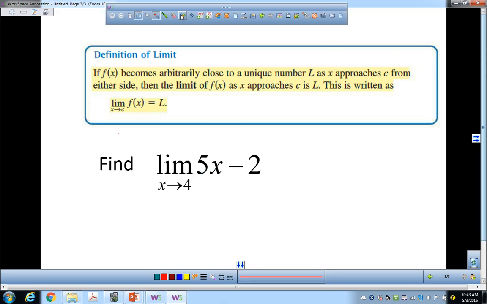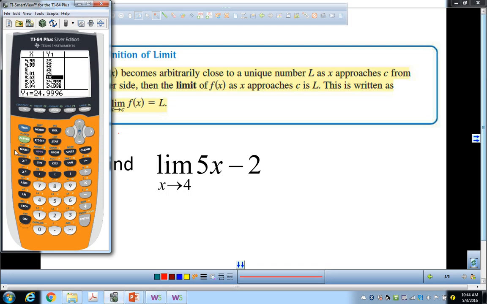Well, we'll look at it in a table. You just keep writing that down. I'm going to grab my calculator. Okay, so say instead of 10x minus x squared, I plug in 5x minus 2, and delete that. And I'm going to look at my table close to what number?